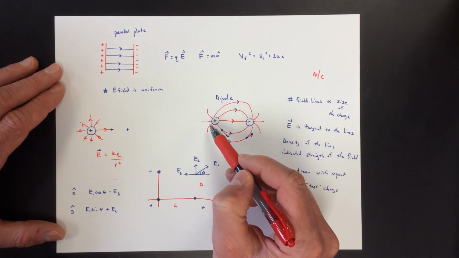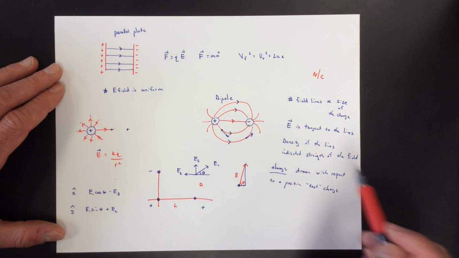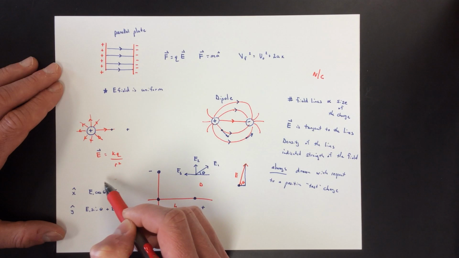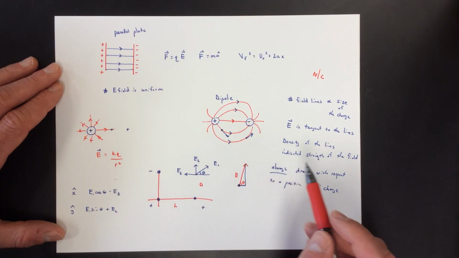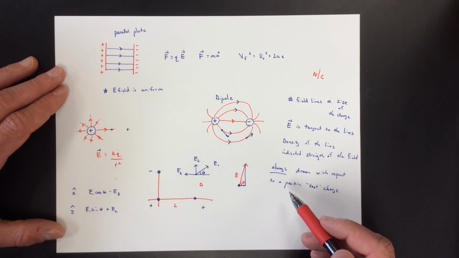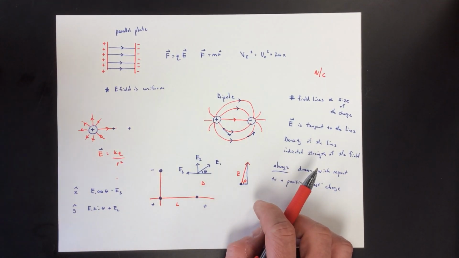Hopefully you can see that the density of the lines is stronger, and as you get further and further away, they get less and less dense. Same thing here. Look at the density of the lines here versus if you went way out here, you might not even have any lines. And the electric field lines are always drawn with respect to what a positive test charge would do. Okay, hopefully this gets you kind of started on electric fields.